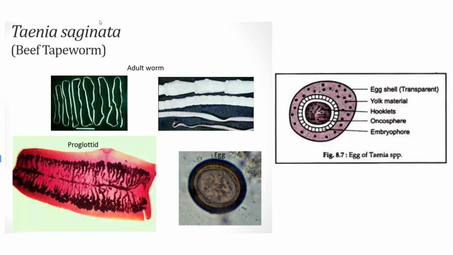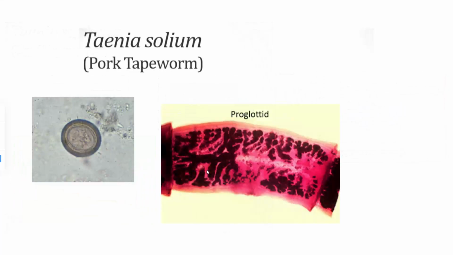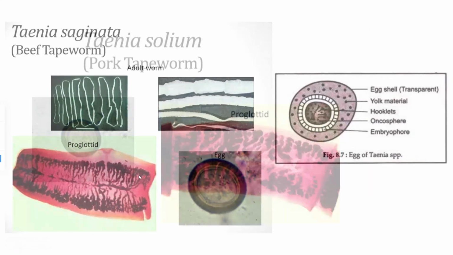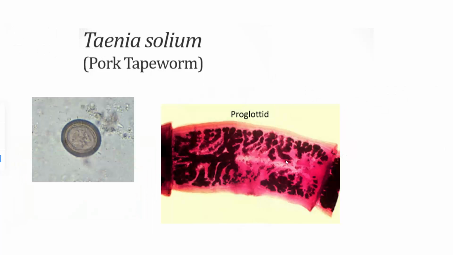So this is the beef tapeworm, and you can see the proglottid structure. The eggs are indistinguishable. And here is the proglottid structure of the pork tapeworm. So if we kind of go back and forth, you can see that there's many more of these uterine lines as opposed to here. There's fewer and they're wider for the pork tapeworm.